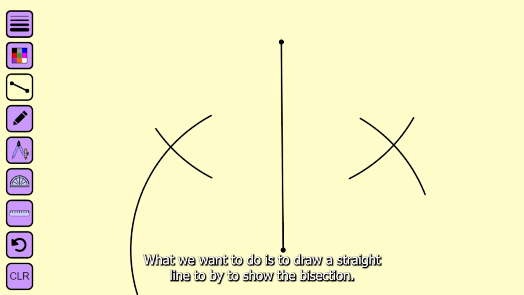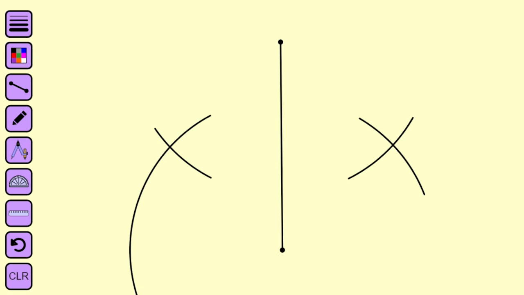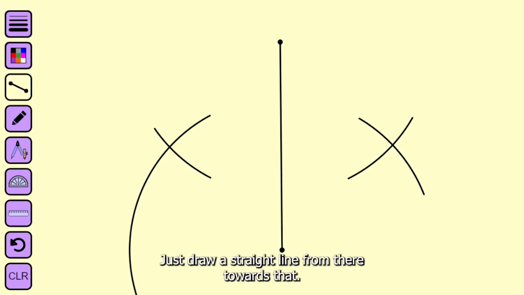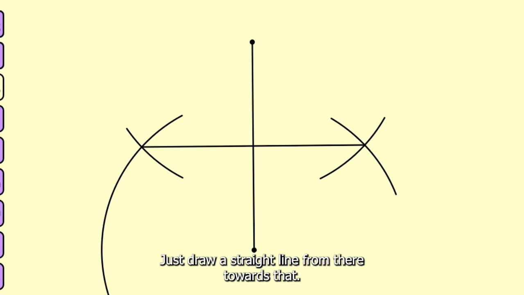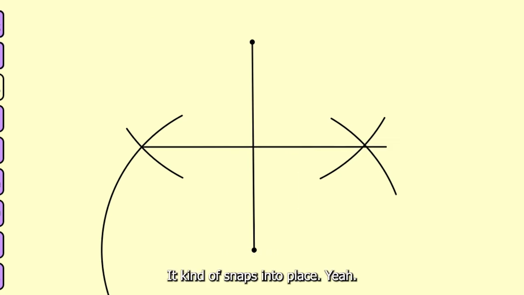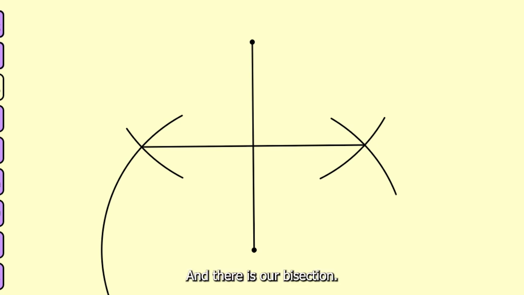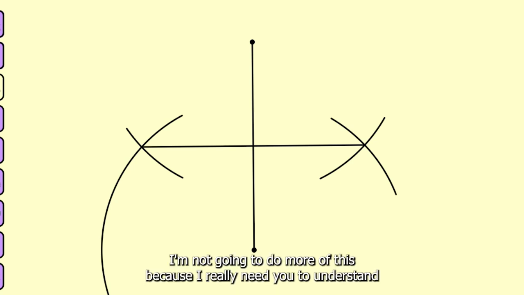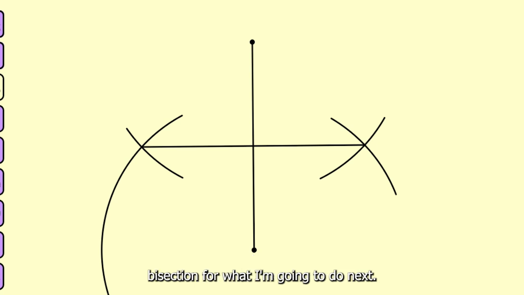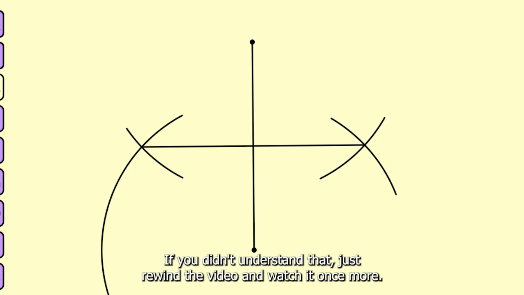We're done using the compass. What we want to do is to draw a straight line to show the bisection. So that's what I'm going to do right now. Just draw a straight line from there towards that. It kind of snaps into place, so that it makes it easy to know that you've actually crossed that point. And there's our bisection, okay? I'm not going to do more of this because I really need you to understand bisection for what I'm going to do next. All right?